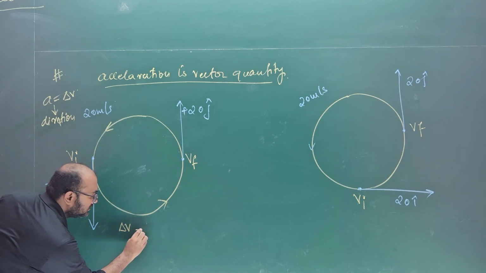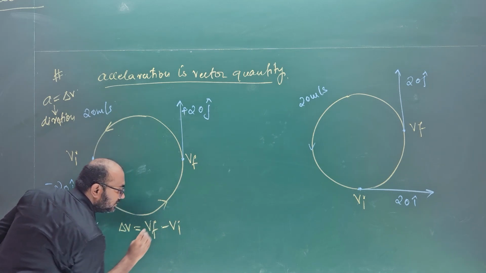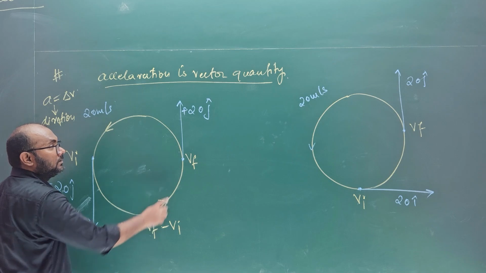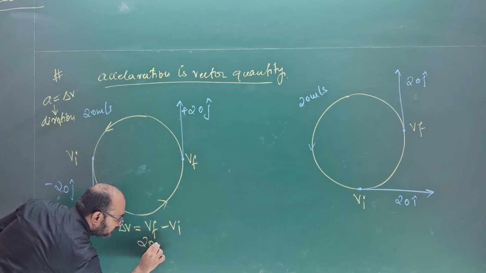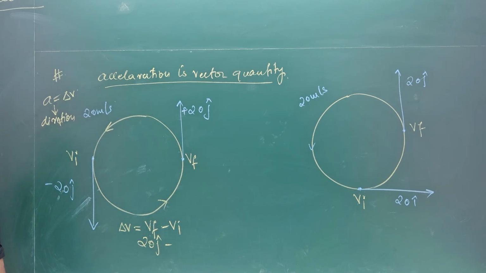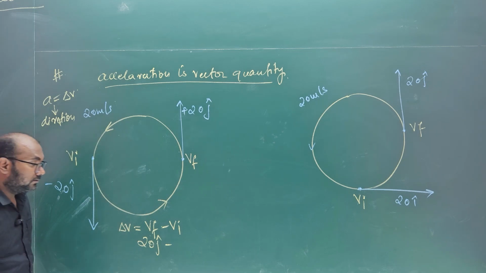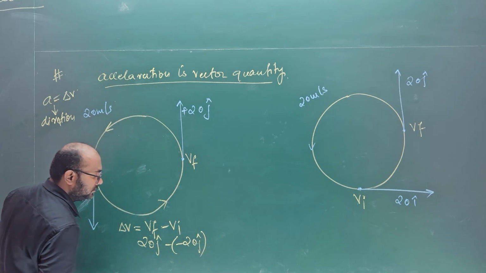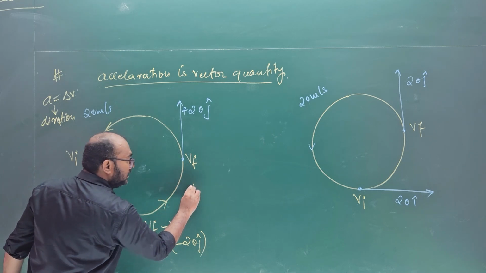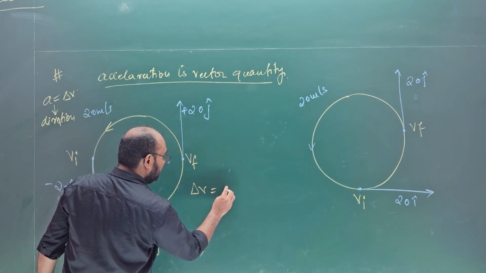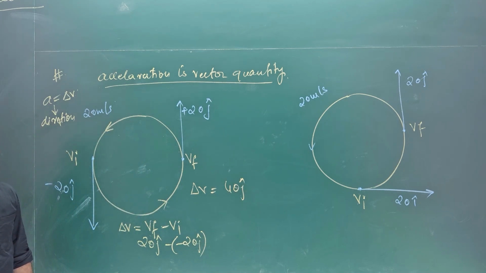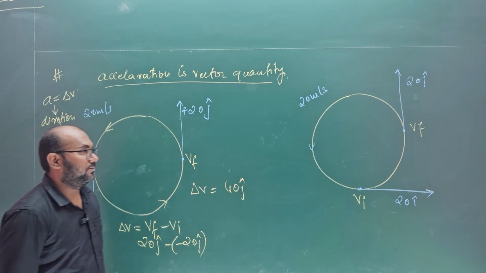Now, delta V is nothing but V final minus V initial. Can I write like this? V final is upward, 20 j cap, minus V initial, which is downward, minus of 20 j cap. Solve this. Delta V is equal to what? Nothing but 40 j cap.